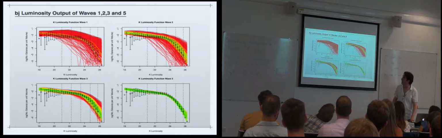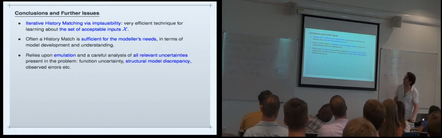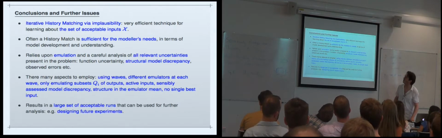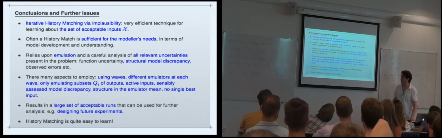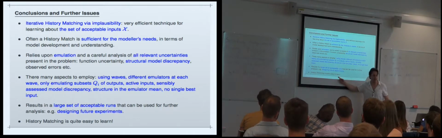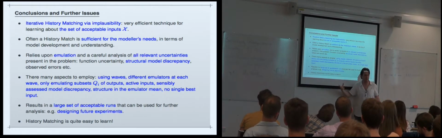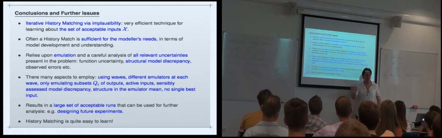OK, that's the other graph there, similar results. I think I'm already over time. I'll just say this stuff we're doing, it's quite easy to learn. It's not hard. It's emulators combined with implausibility functions. But I think it is the most efficient way in to higher dimensional parameter searches.